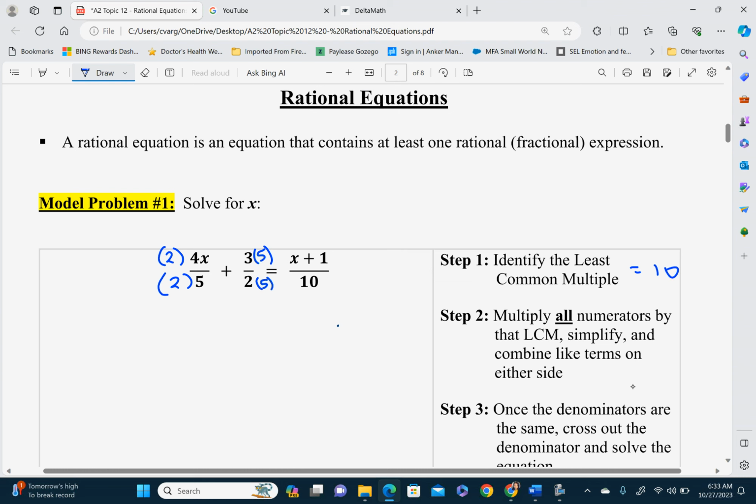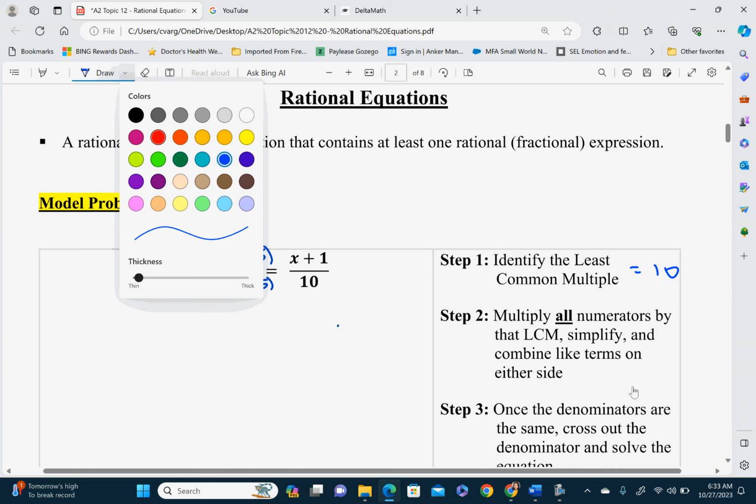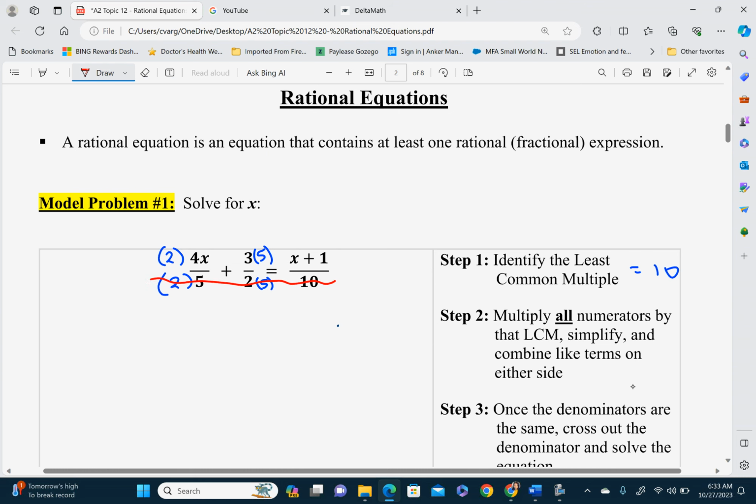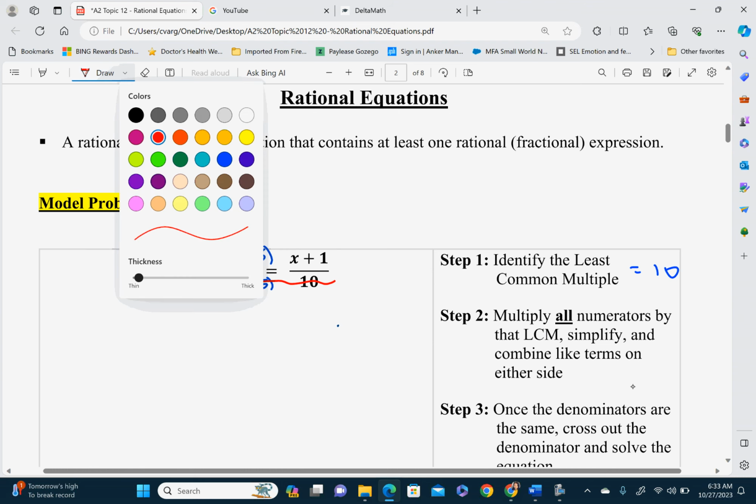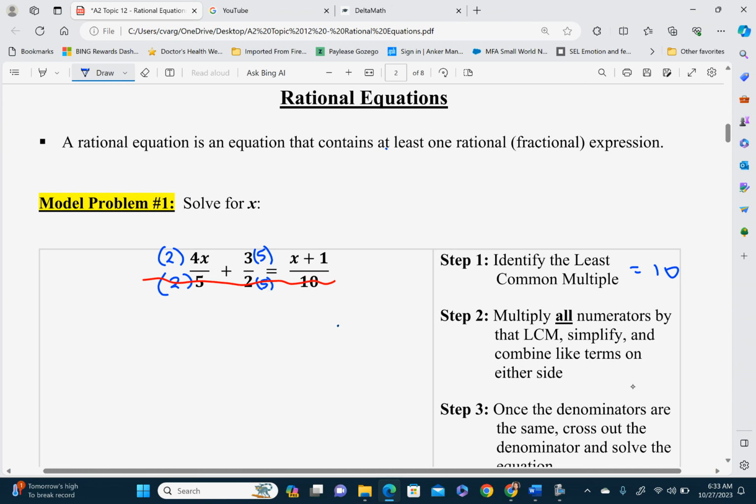Now, once the denominators are the same, you could literally go like this. They cancel out, and it becomes an Algebra 1 problem. So what do I mean by that, right? You have 2 times 4x, which is 8x, plus 3 times 5 is 15, equals x plus 1. Okay, we know how to do this.